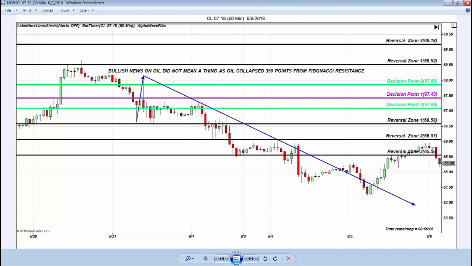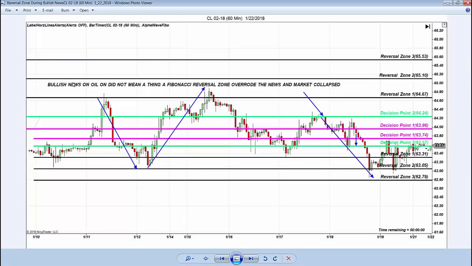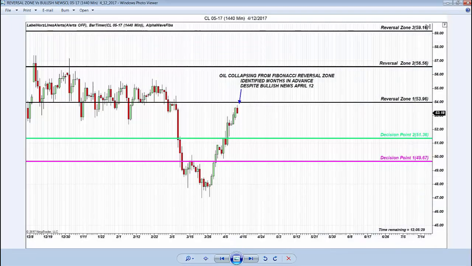Here's another reminder from January 22nd. Bullish news did not mean a thing, as oil collapsed time and time again from reversal zone, a number of weeks in January. Here's another reminder on daily chart. This is where oil collapsed once again at the time of extremely bullish news. So let's take a look at what to expect on oil next, well before the news.